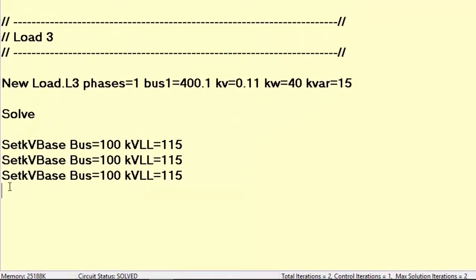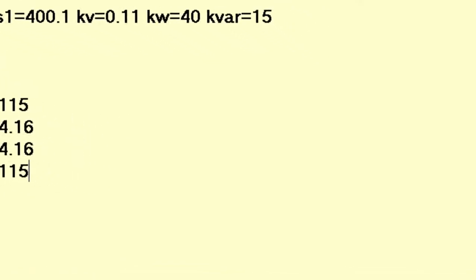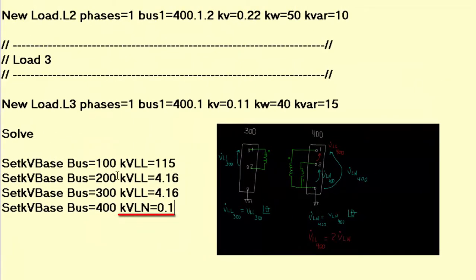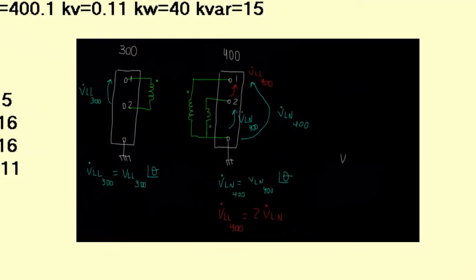Now, let's fill the other buses with the base kV property. The KVLL for bus 200 is equal to 4.16 kV and for the bus 300 as well. Now, pay attention that the bus 400 is not a three-phase bus. I mean, its rated line-to-line voltage is not equal to square root of 3 times the line-to-neutral voltage. So, in this case, let's fill the KVLN property with 0.11 kV. In other words, in this bus, we have 0.11 kV for line-to-ground voltage and 0.22 kV for line-to-line voltage.